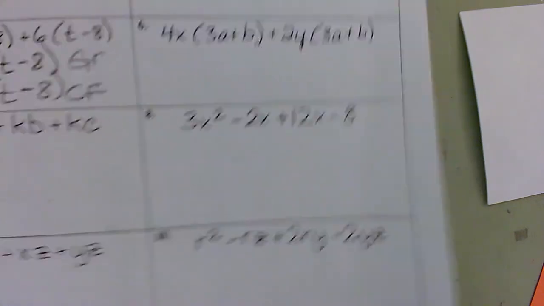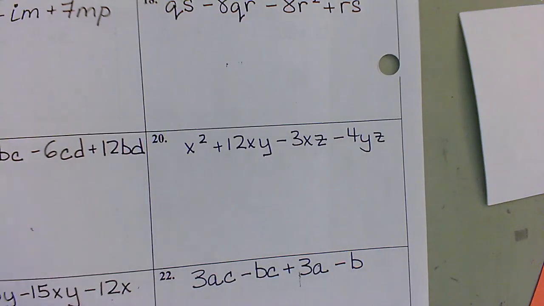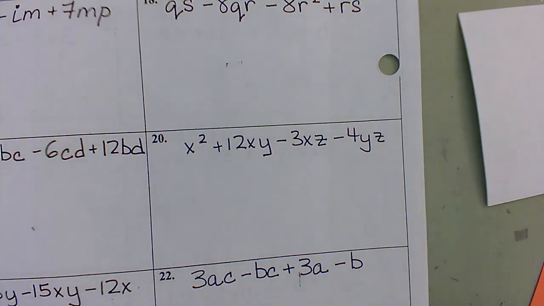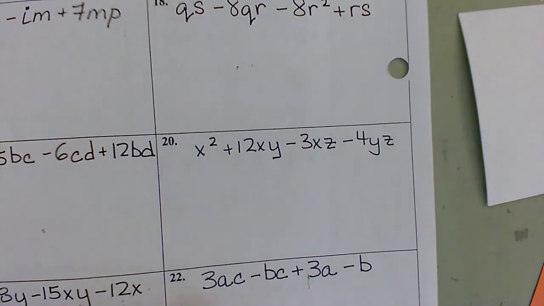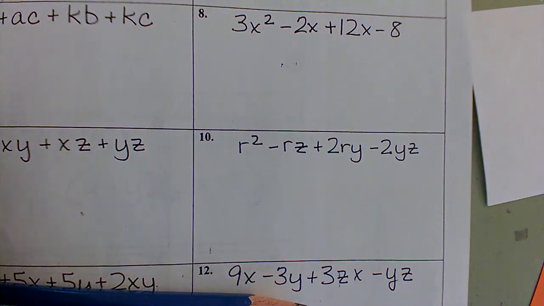All right, that is your grouping assignment. There's a front page and a back. I think once you hit the later ones, there's some backwards ones and ones that you have to rearrange. All right, 2 pages. Good luck.